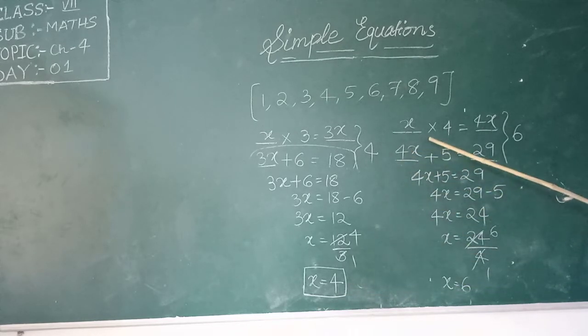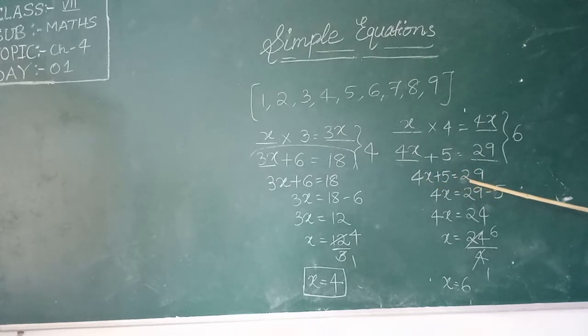Same example, see here, what is the other equation we got? 4x plus 5 is equal to 29. Here also solve this equation. This is plus 5. If you bring plus 5 to this side, it becomes minus 5. So 4x is equal to 29 minus 5, 24. So x is equal to, here also the same, 4 is the product of x.